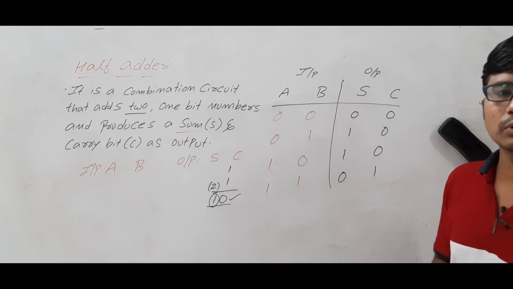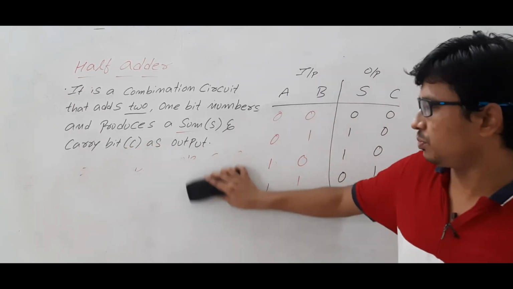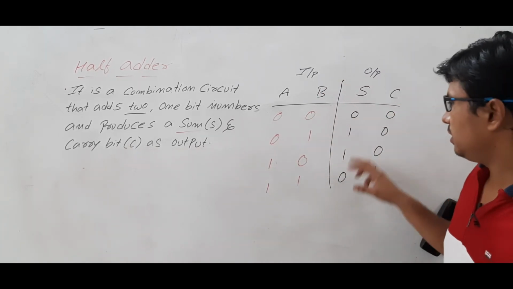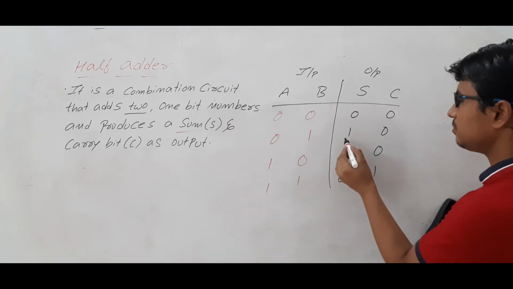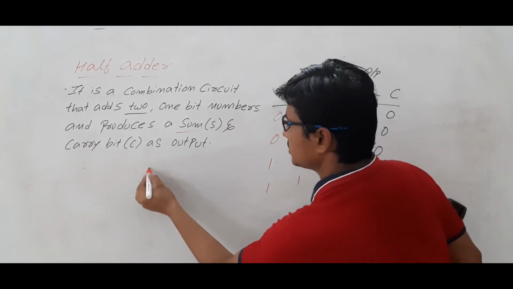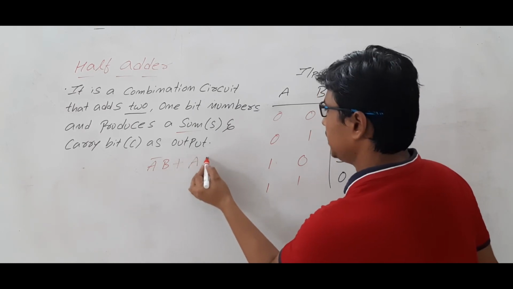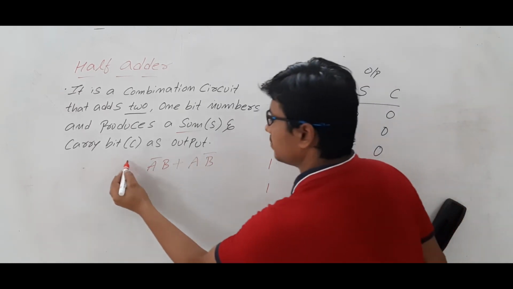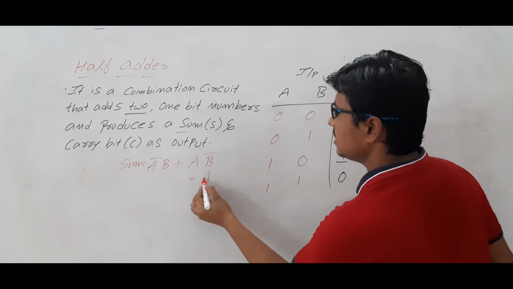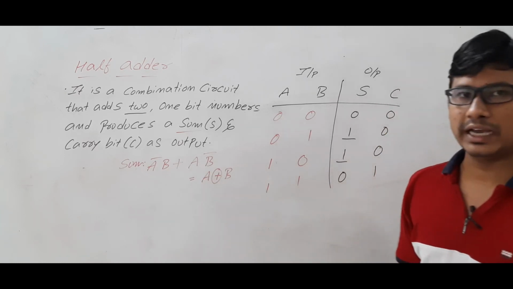So this is the truth table. Once I have the truth table, what should I do? I have to simplify each output. Am I right or wrong? Meaning, I have to simplify the Boolean expression. What is this Boolean expression? If I take the min terms, the sum is A complement B or A B complement. Am I right or wrong? Can I further minimize this expression? No. I can simply write it as A exclusive OR B. Am I right or wrong? This expression is equal to exclusive OR.